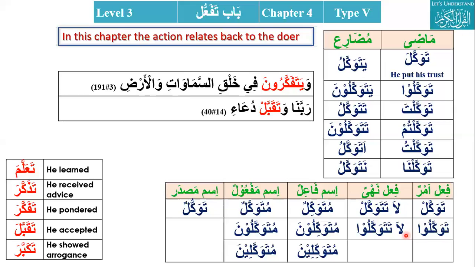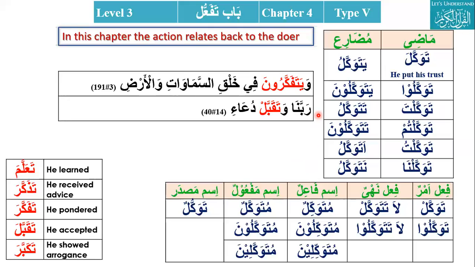Okay. And taqabbala means he accepted. And yataqabbalu, he accepts or he will accept. I accept or I will accept, what will it be? Ataqabbal. And we will accept, nataqabbal. And tataqabbal, what is the meaning? You accept or you will accept.